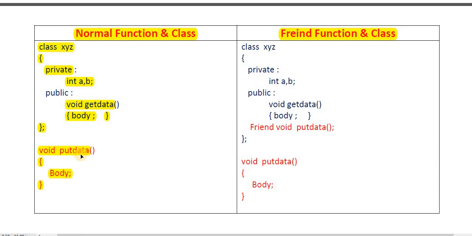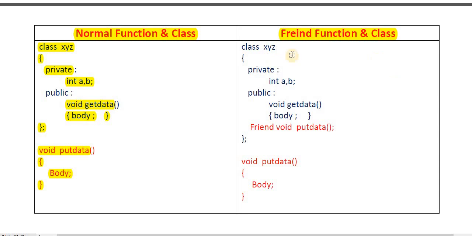If we make the put data function a friend of the XYZ class, then put data can use the members of this XYZ class. On the left side it is not possible for put data to use the members of the XYZ class because there is no relation between that external function and the XYZ class. So put data is an external function and it cannot access the members of the XYZ class, because there is no relation.